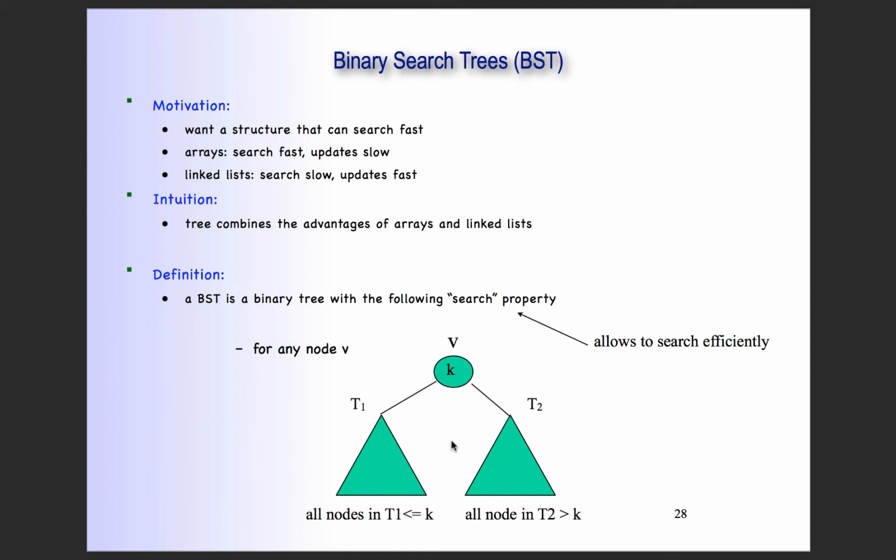So this is the basic definition of the binary search tree. All the values in the left subtree should be less than or equal to the value in the root node, and all the values in the right subtree should be greater than the value in the root node. So this is the definition we saw in our previous class.